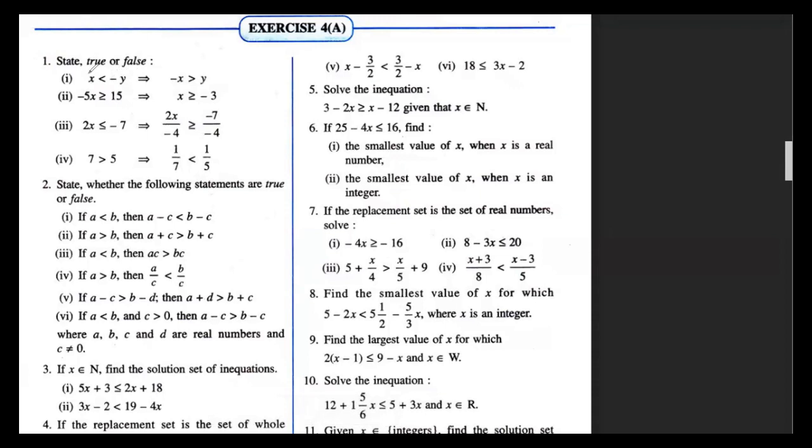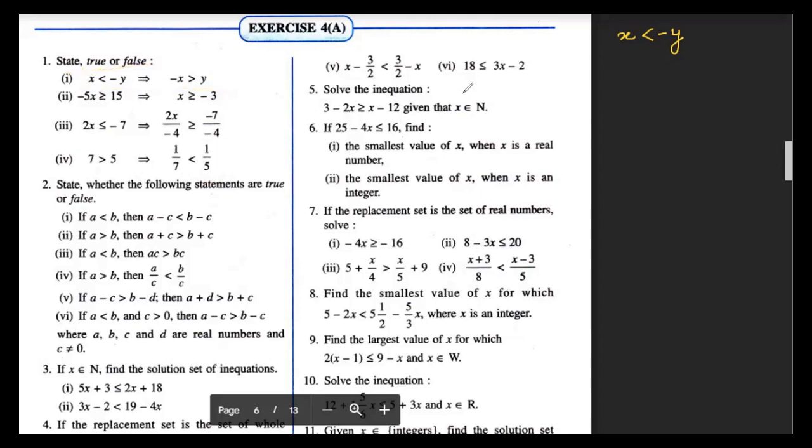This is true and false. So what does it say? See, x is less than minus y. Does it mean that minus x is greater than y? How do you decide that? You write the original inequation first: x less than minus y. How do you know that this statement is true or not?